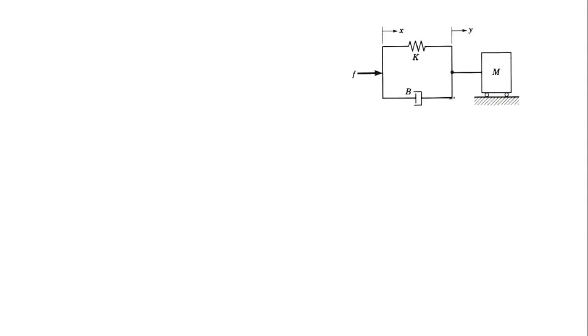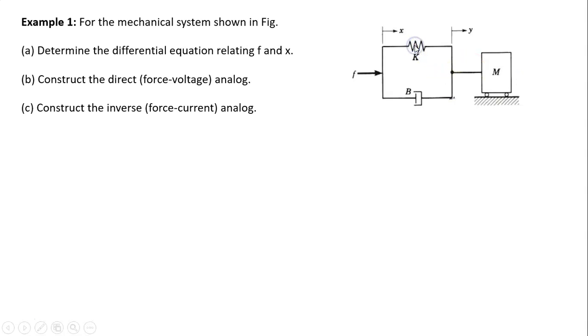Consider this mechanical circuit in which three coordinates are there: x, y and ground. At x coordinate force F is acting, spring K and damper B are connected in between x and y coordinates, and mass M is connected to y coordinate and ground. Therefore, what is our question?